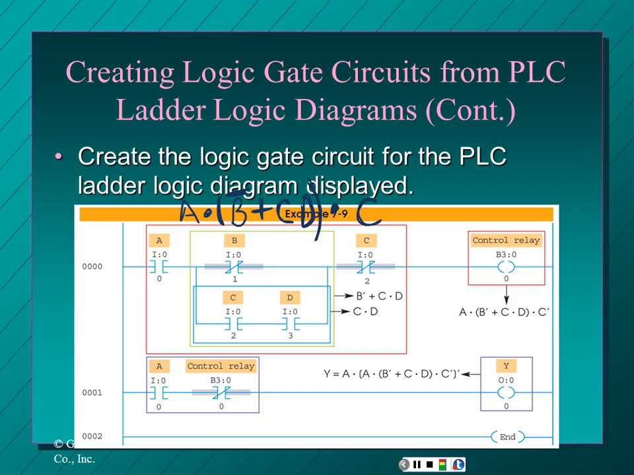That goes into a control relay. Now, where do we put the control relay in our Boolean expression? We do not. All the control relay is trying to tell us is to look at the next line. What did they do with the control relay? It's a normally closed, so what did they tell us that did? I inverted it. Everything that's on that top line gets inverted.